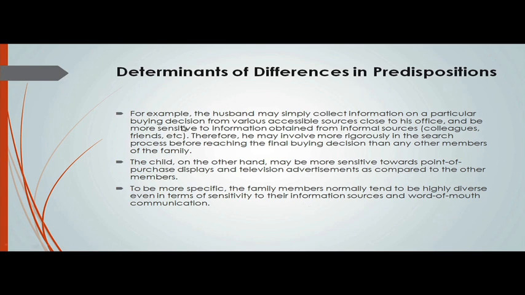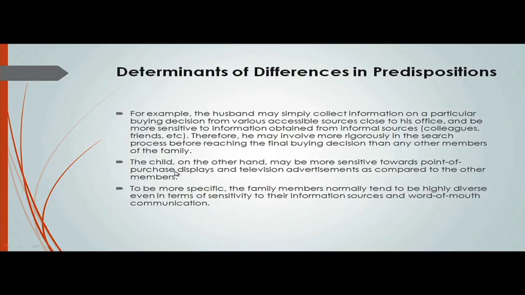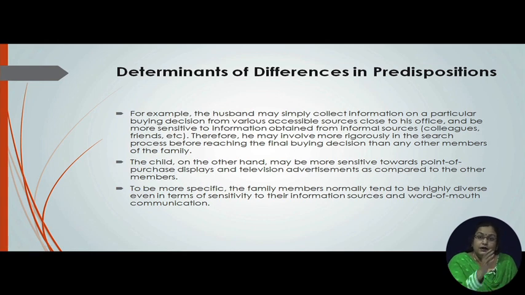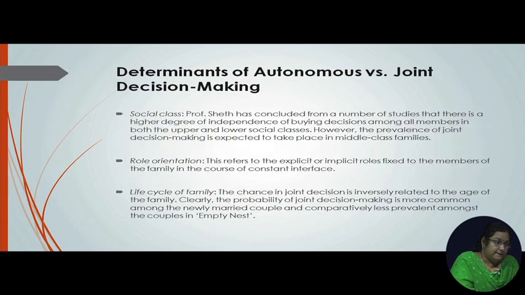For example, the husband may collect information from his colleagues. So, he is more sensitive towards the information collected from the peers. The wife may be more interested in the information she is exposed to in television ads. The child may be more sensitive again towards television ads or whatever it finds as window displays in the shops. Therefore, the sensitivity to information will also be very much varied, and their extent of search will also be varied.